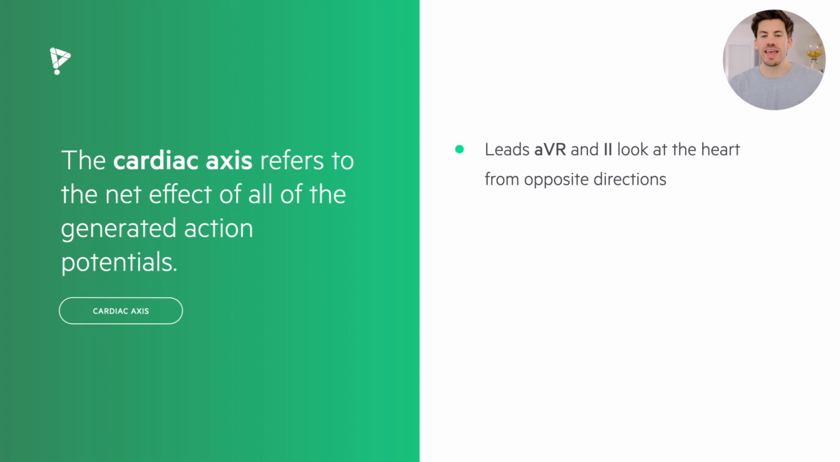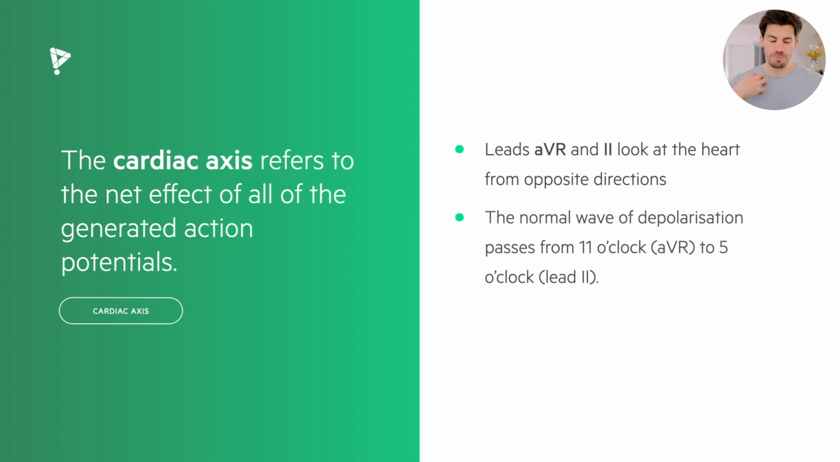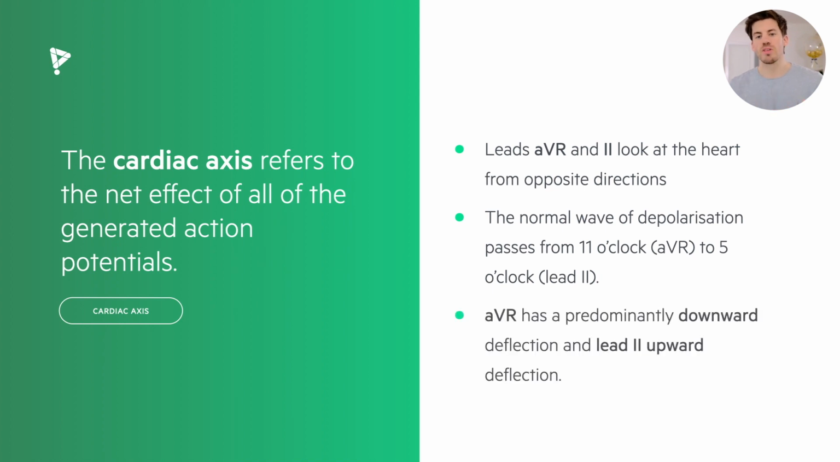So leads AVR and 2 look at the heart from opposite directions. So one looks from up here and then looks down across the heart. So the normal wave of depolarization passes from 11 o'clock in AVR to 5 o'clock in lead 2. So AVR has a predominant downward deflection because the wave is moving away from AVR down across the heart. And lead 2 has a predominant upward deflection because the wave of depolarization is passing toward lead 2.